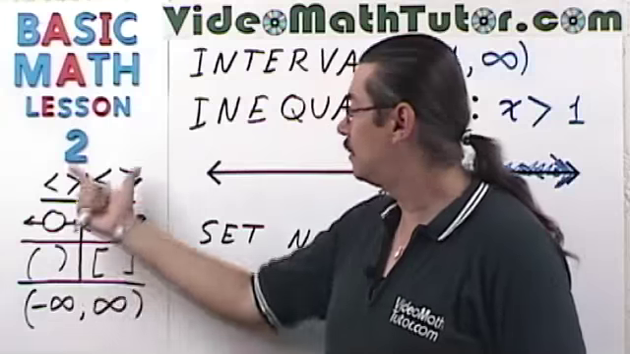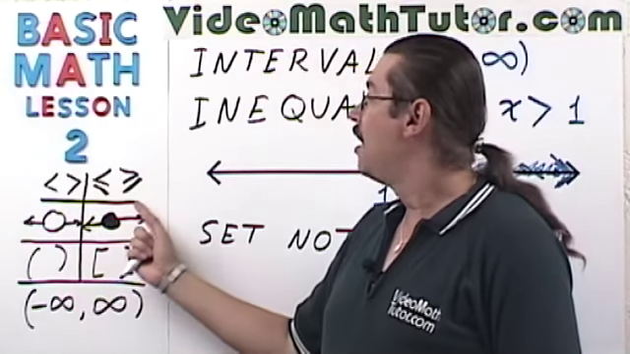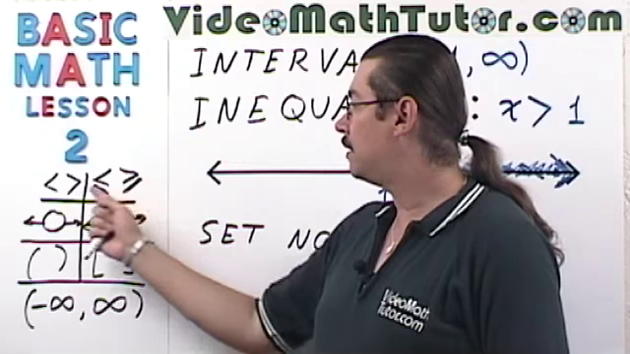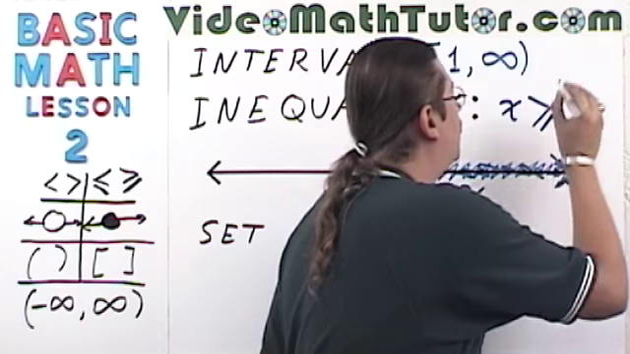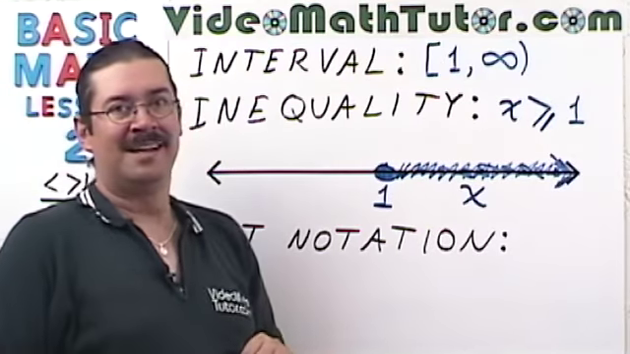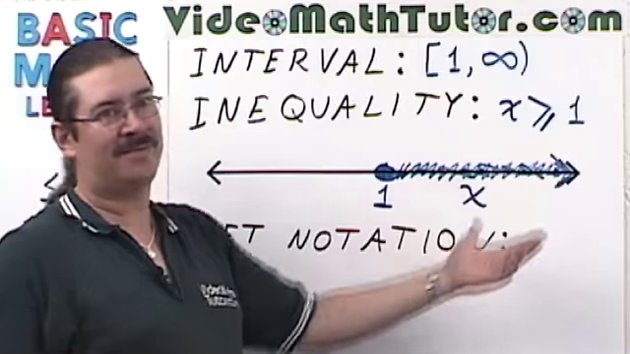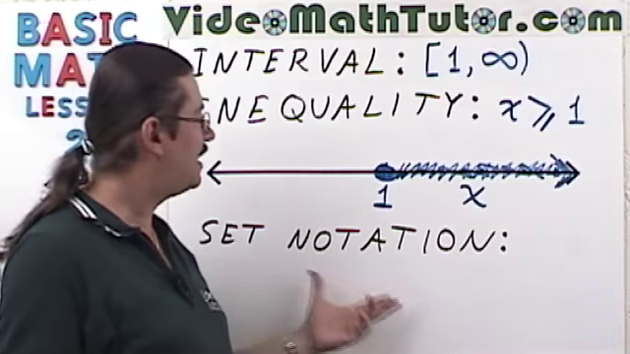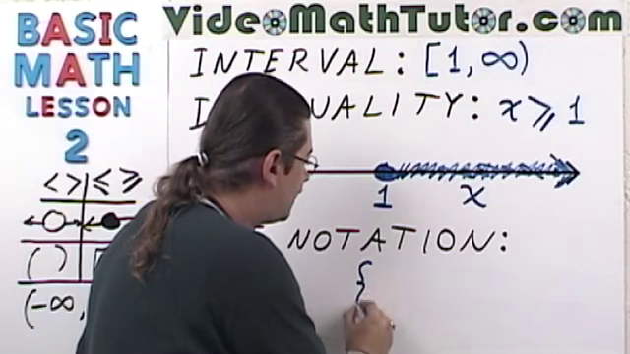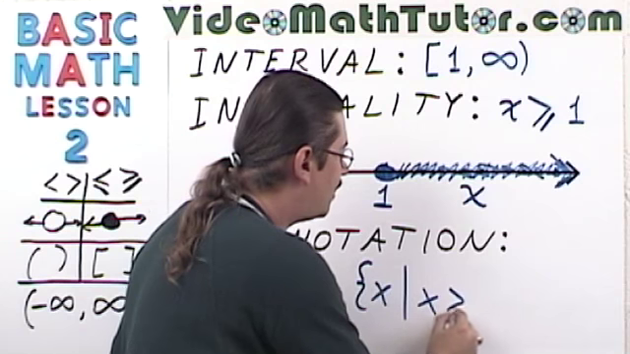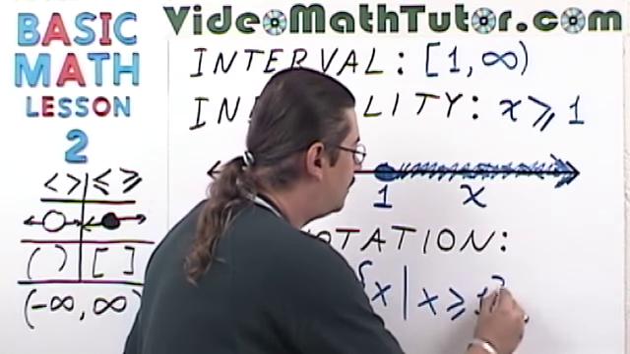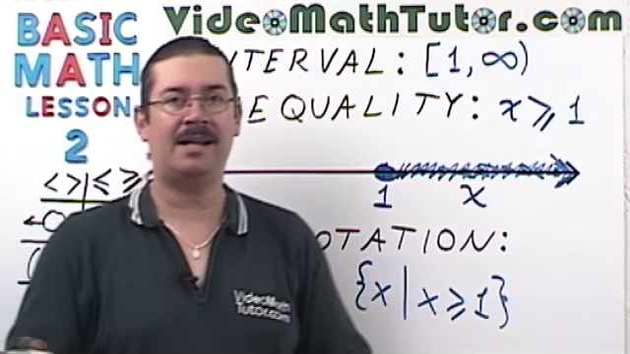So again, according to our little table here, I love this thing. If it includes it, we put the little equal signs with inequality symbols. So this is greater or equal to 1. And the next problem here is the easiest thing in the world. The set notation is the set of all x values such that my x's are greater or equal to 1. And that's all you have to do.